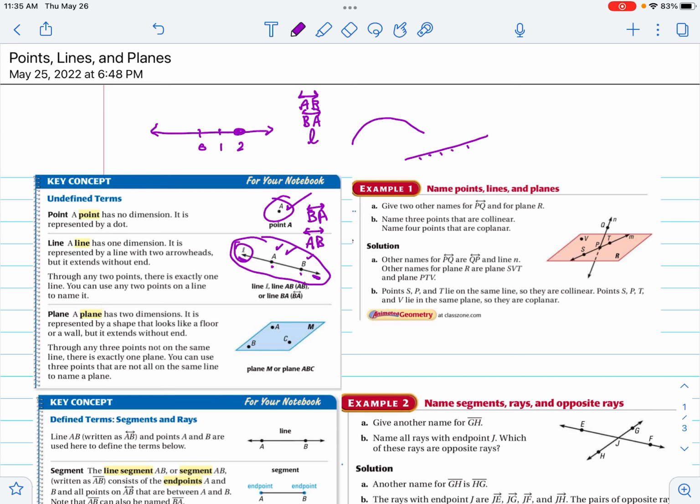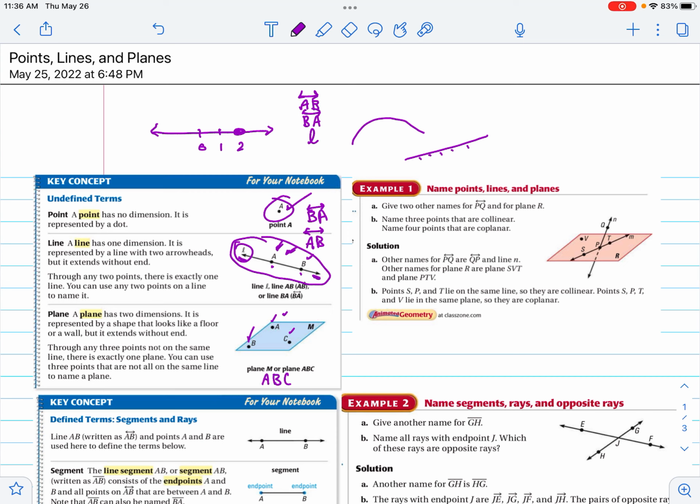So let's think about how we would name this plane. So here's the deal. Think about this. Here we've got points. 2 points determine exactly one line. So there is exactly one line that passes through A and B. As far as a plane goes, 3 points that are not on the same line determine a unique plane. So notice this plane right here. We've got the points A, B, C. They're all on that plane. So we could name this plane ABC.